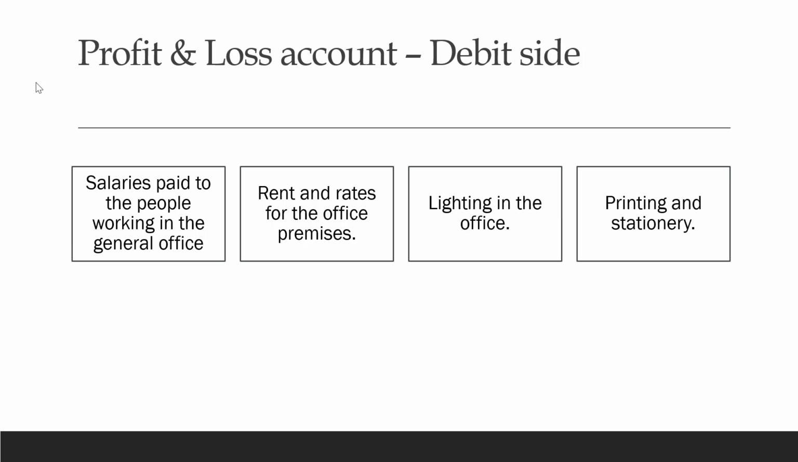Okay. Then printing and stationery. So a lot of printing and stationery is used when you are working in a company. So this is again an expense which is indirect in nature and goes to the profit loss account.